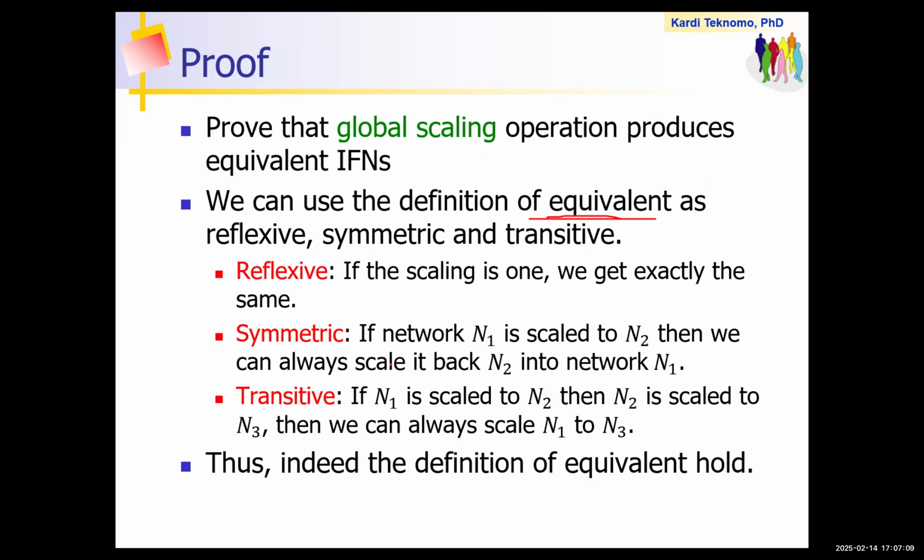Reflexive means if the scale is 1, you get exactly the same thing. Symmetric means if you have N1 scaled to N2, then you can come back from N2 to N1. And if you have three networks, N1 scaled to N2, and N2 scaled to N3, then you can always scale from N1 to N3. These are the proof that the global scaling operator is an equivalence relation on IFNs. Mathematically, as simple as that.